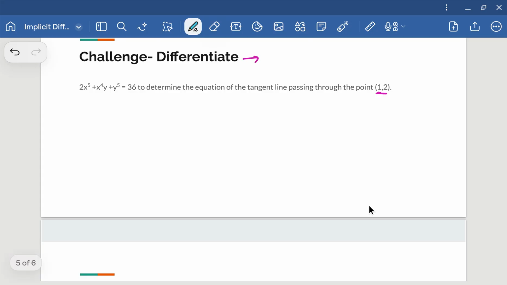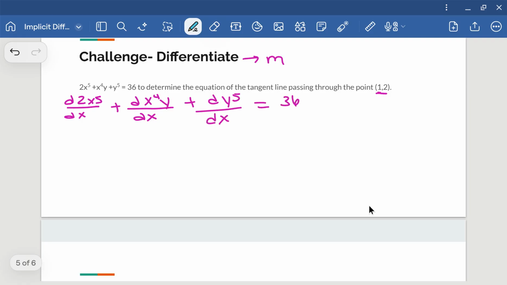So still remembering that once you take your derivative, you have the slope. If I want to start with the exact same thing we've been doing, we take a look and say, okay, I want the derivative, so d of 2x^5 over dx plus the derivative of x^4y over dx plus the derivative of y^5 over dx, and that will equal d over dx.